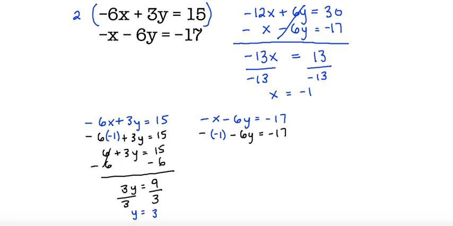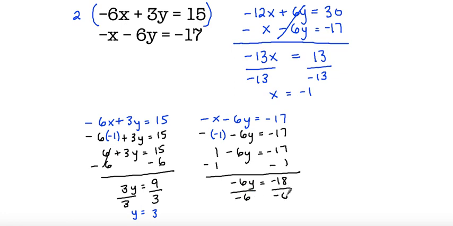And then here I have negative times negative 1, which is positive 1, minus 6y is equal to negative 17. So I subtract by 1 on both sides. And so negative 6y is equal to negative 18. Divide both sides by negative 6 to get y by itself. And so y is equal to 3. So these two lines do intersect at one point, and that one point is negative 1, 3.